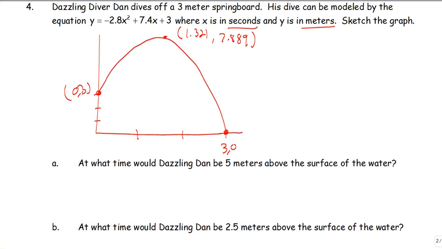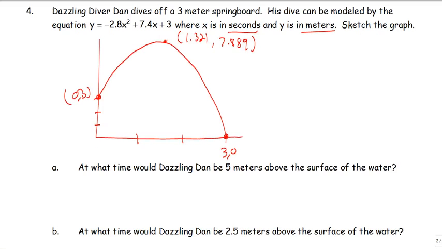At what time would Dazzling Dan be 5 meters above the surface of the water? So, remember, y is meters, time is seconds. So this you could just plug in. Y is equal to negative 2.8 times 5. Oh, no. I've got that flipped up. We are looking for time. We are looking for x. I want to know what x is equal to.